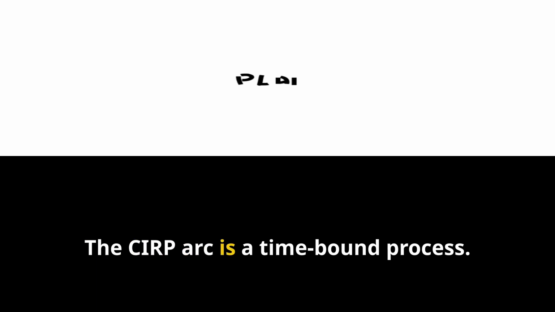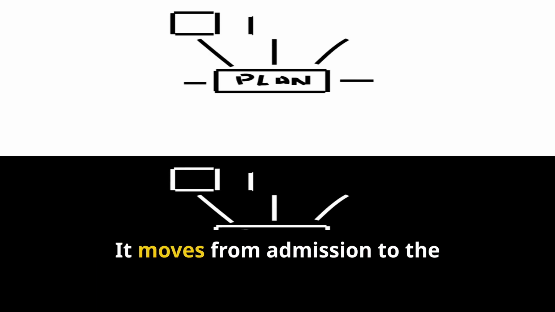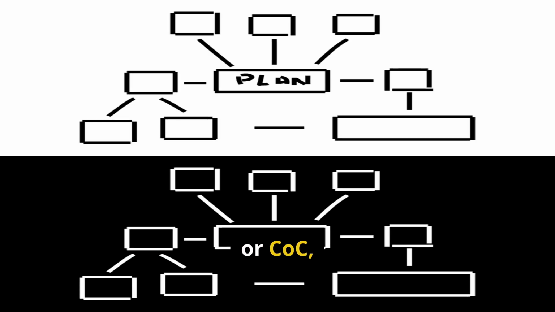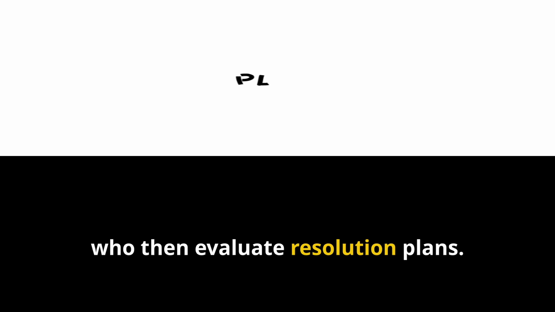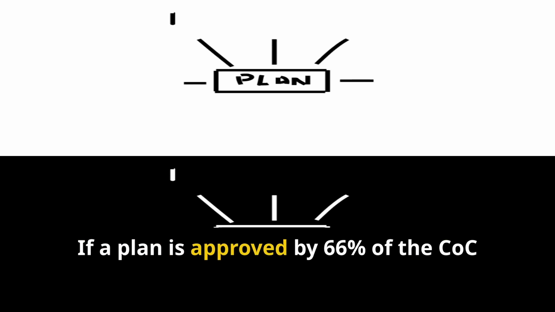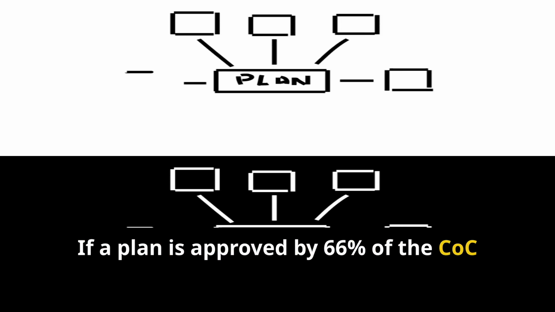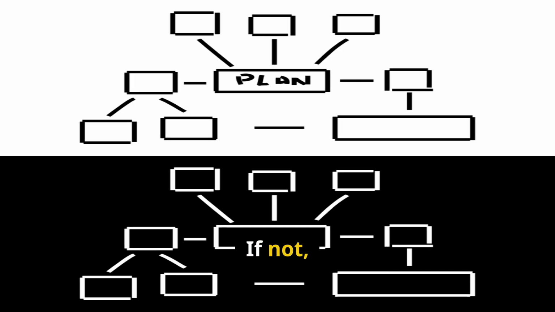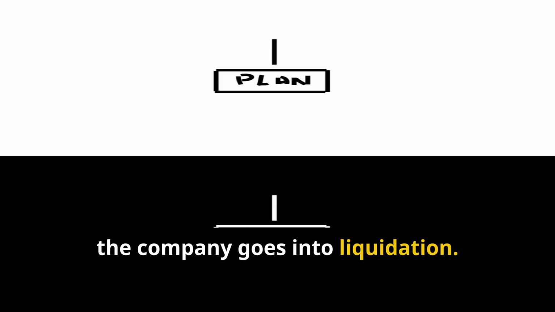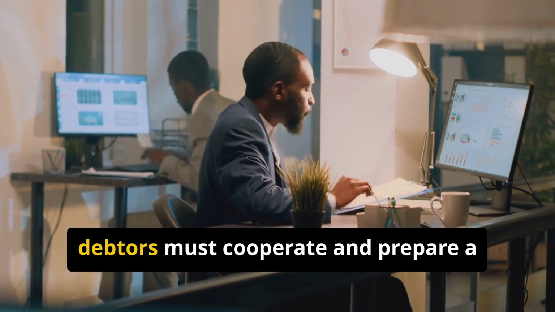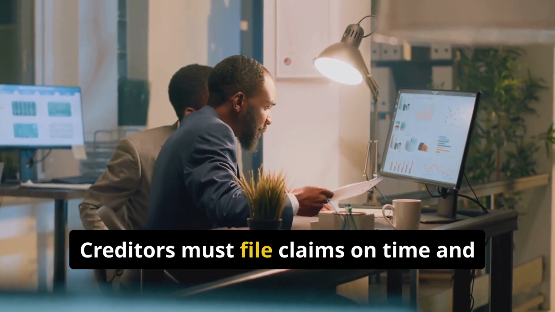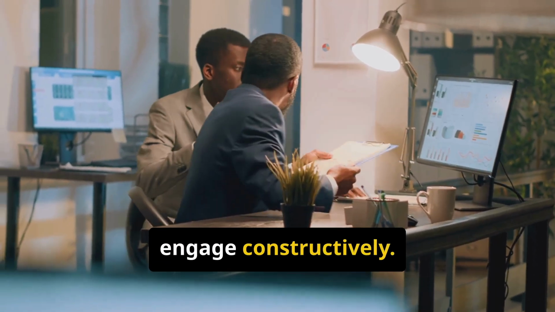The CIRP arc is a time-bound process. It moves from admission to the constitution of a Committee of Creditors, or COC, who then evaluate resolution plans. If a plan is approved by 66% of the COC and the NCLT, it becomes binding. If not, the company goes into liquidation. From a manager's lens, debtors must cooperate and prepare a clean data room. Creditors must file claims on time and engage constructively.